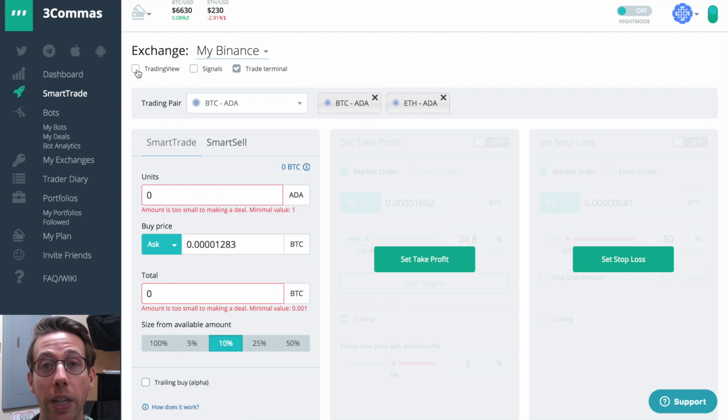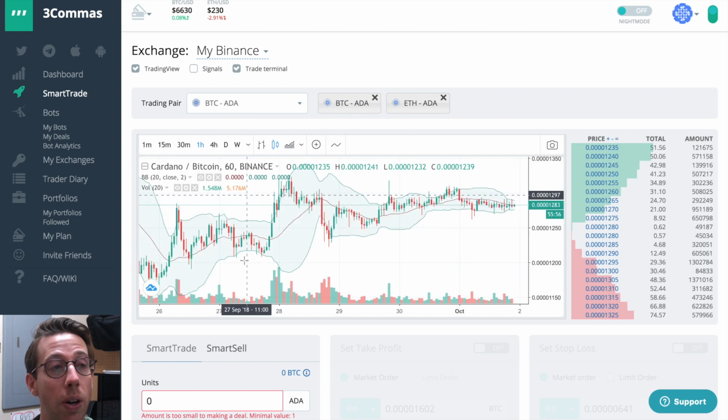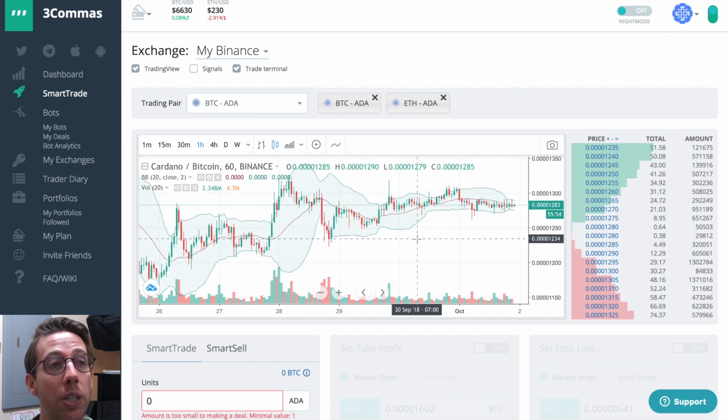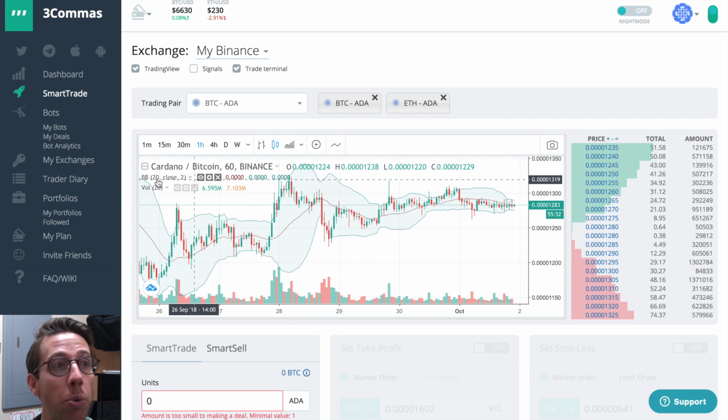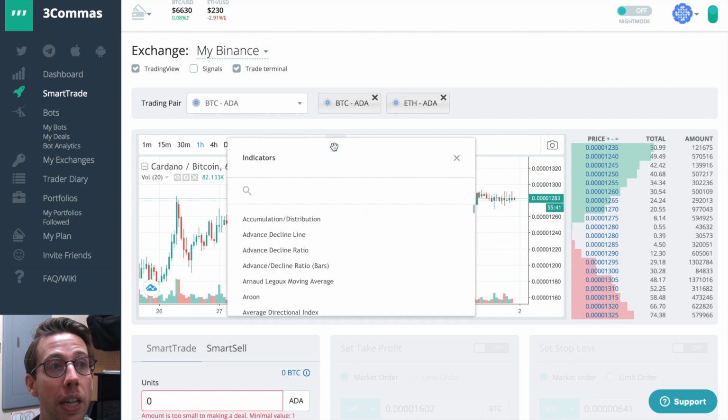To view the chart for Cardano, go ahead and click Trading View, and it will populate a chart here with a 1 hour time frame, volume, and Bollinger Bands on by default. If you've never used TradingView before, all you have to do is hover your mouse over these things, and you could delete that indicator, or you could add your own if you like.